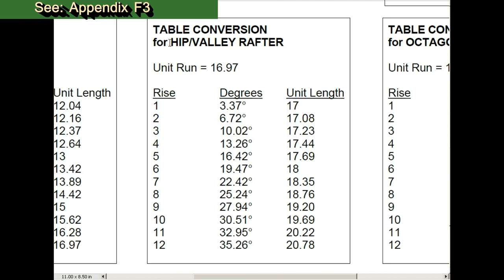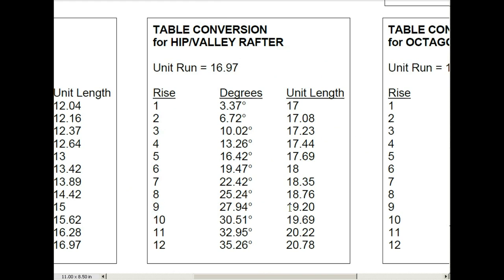You can take a quick look at the table conversion. I've got this laid out for you. For hip or valley, the unit run will be 16.97. If you look down at the rise at 9, the unit length will be 19.21. We've rounded it off.